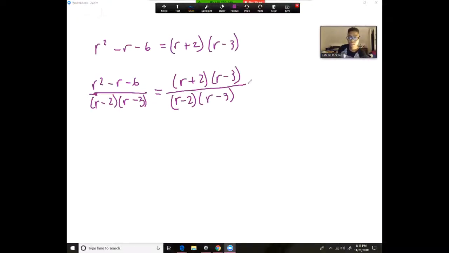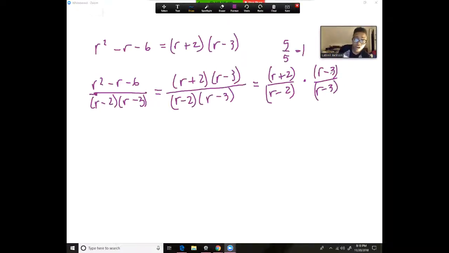And that's it. So I see r minus 3 in the numerator and also in the denominator. So just like 5 over 5 is 1, I can cancel out these r minus 3's because it can also be written as r plus 2 times r minus 3 over r minus 3. Just like we have 5 divided by 5 is 1, we can have r minus 3 over r minus 3 is 1, times r. And 1 times that is just r. All right, that is the answer.